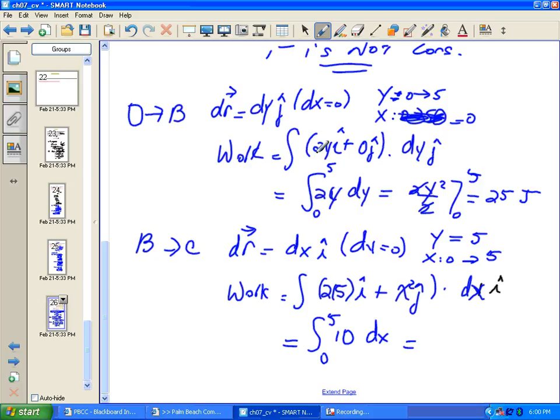Okay, actually the first one right here is incorrect. As I go back and look, 2y i hat plus 0 j hat dotted with dy j hat: i hat dotted with j hat is 0, so actually we get nothing from the first term, and 0 j hat dotted with dy j hat is 0. So actually this is incorrect. I apologize. I knew there was something funny. I'm getting my i hats and j hats mixed up.